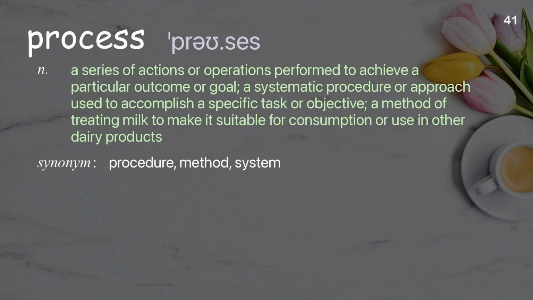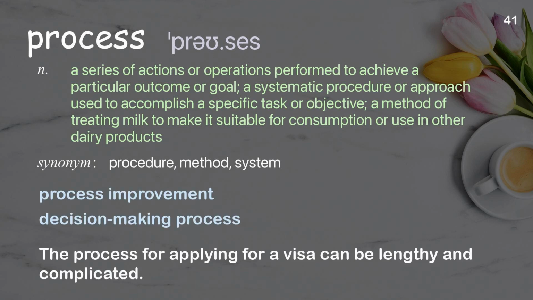Process: a series of actions or operations performed to achieve a particular outcome or goal. A systematic procedure or approach used to accomplish a specific task or objective. A method of treating milk to make it suitable for consumption or use in other dairy products. Examples: process improvement. Decision-making process. The process for applying for a visa can be lengthy and complicated.